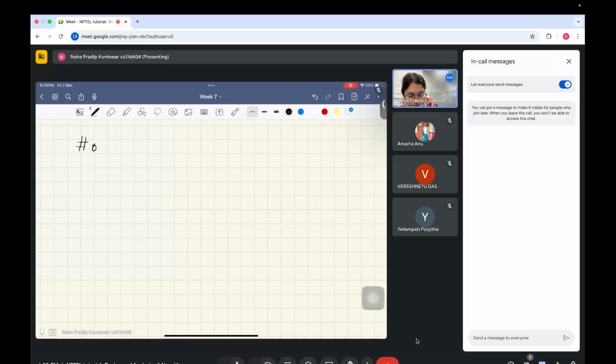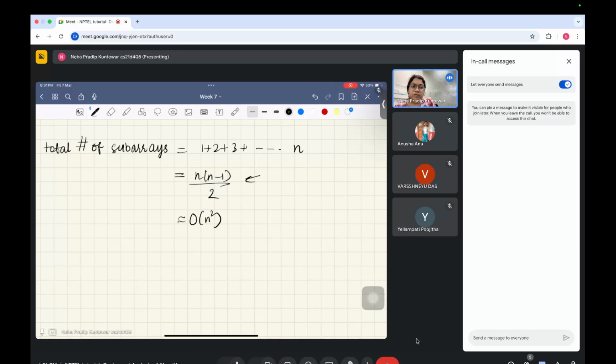So the number of subarrays of size 1 is n, size 2 is n minus 1, and so on. So I just have to sum them up. So the total number of subarrays is simply 1 plus 2 plus 3 and so on up to n, which is nothing but n into n minus 1 by 2, which is order n square. This is something you know from previous weeks, I think week 3 or 4, when we did this identity. So you get a quadratic number of subarrays.